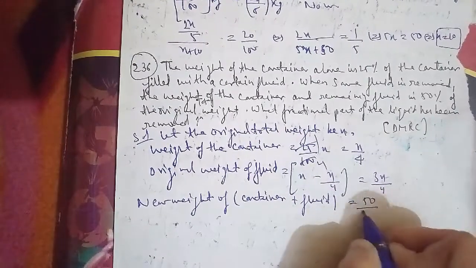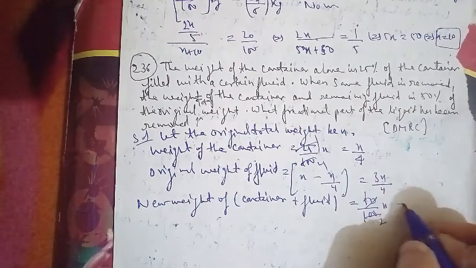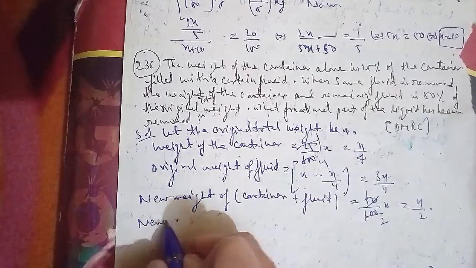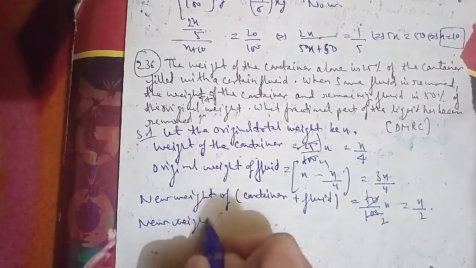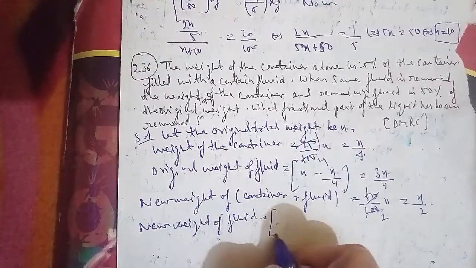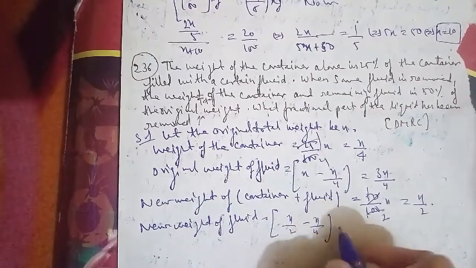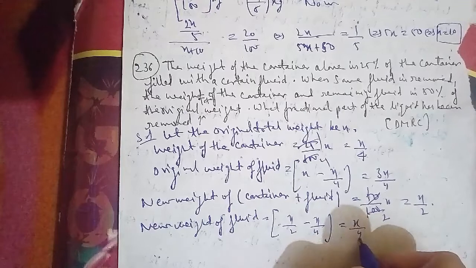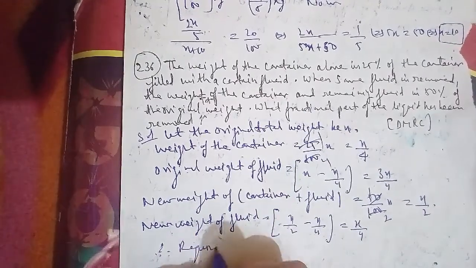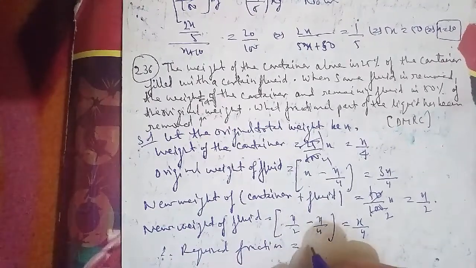So the required fraction equals 3x upon 4 minus x upon 4, the whole upon 3x upon 4, which equals x by 2 into 4 upon 3x. Simplifying, 2 by 3 will be the right answer for this particular question.